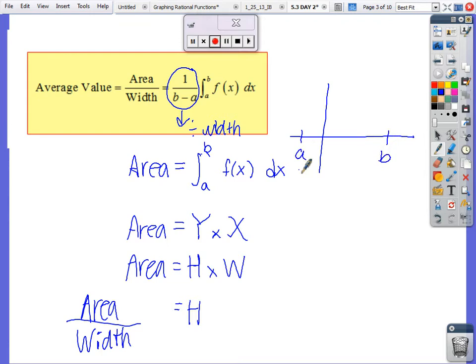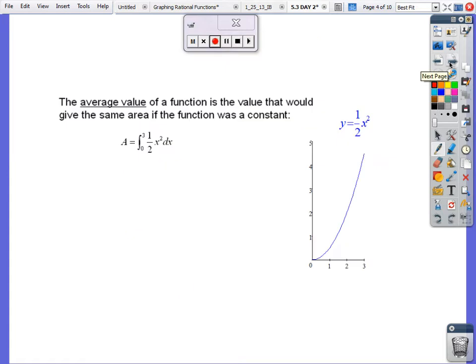So let's say it looks something like this. This from a to b is considered the width, and we find the width by doing b minus a. And then the integral from a to b, this piece right here, is the net signed area. So you're actually taking your net signed area and dividing by the width of the interval, and that gets you an average value. So we'll talk a little bit more about what average value is. I'm going to show you what it looks like.